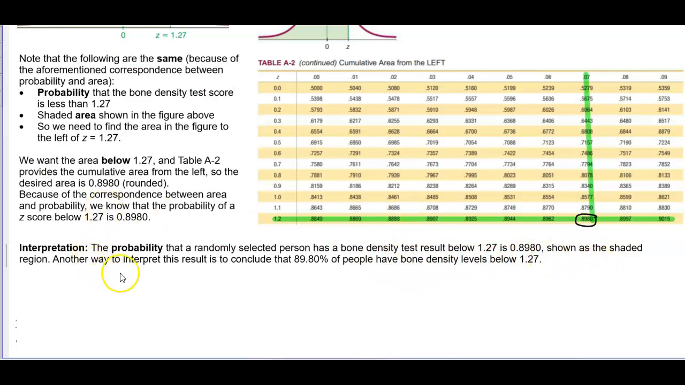Another way to interpret this result is to conclude that 89.80% of people have bone density levels below 1.27. And again, that's because you're multiplying 0.8980 times 100% to get 89.80%.